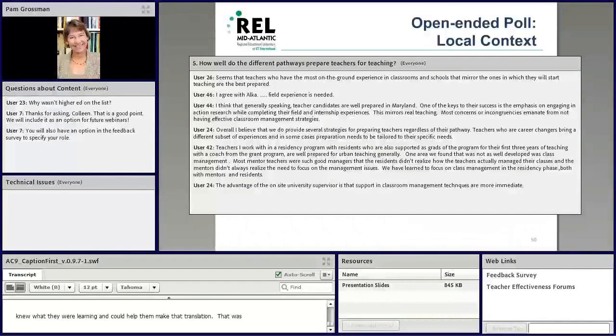I think some people are also interested in looking at whether or not being placed with a cooperating teacher who him or herself is more effective has an impact on the effectiveness of the student teachers once they go on to teach on their own. We actually don't know the answer to that question yet, but I think there are a number of people who are beginning to work on that.